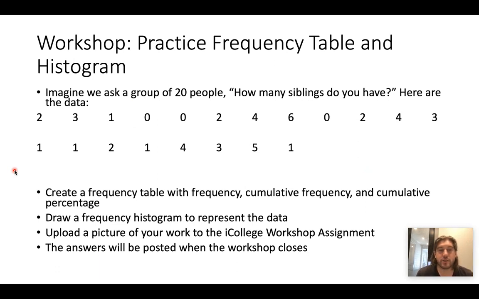So what I want you to do is imagine that we ask a group of 20 people, how many siblings do you have? And then here's the data that they provide us, right? Each number represents a single individual, and the numbers represent how many siblings they have. So I want you to take these data and create a frequency table that has a frequency column, a cumulative frequency column, and a cumulative percentage column. Then I want you to draw a frequency histogram to also visually represent these data. And then I want you to upload it to iCollege in the workshop assignment.